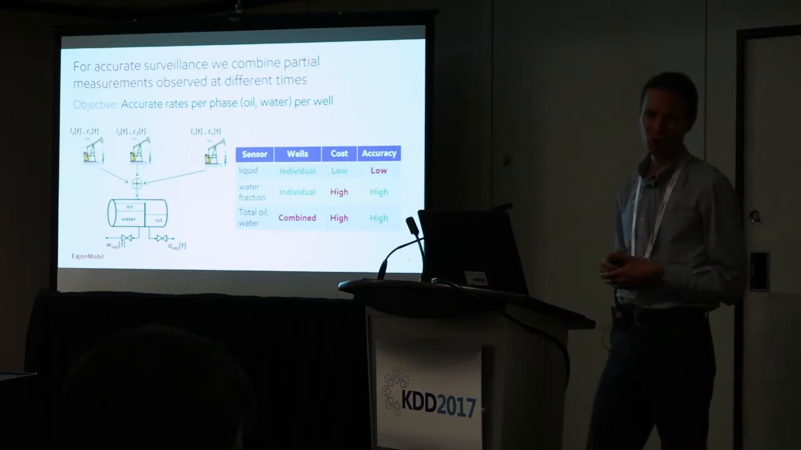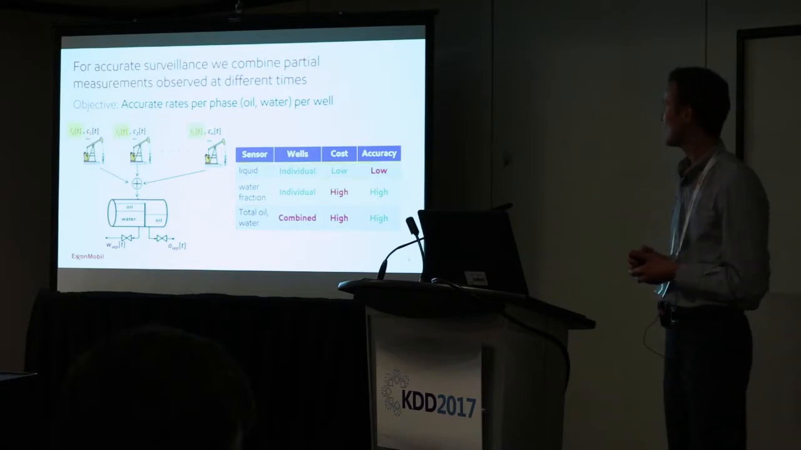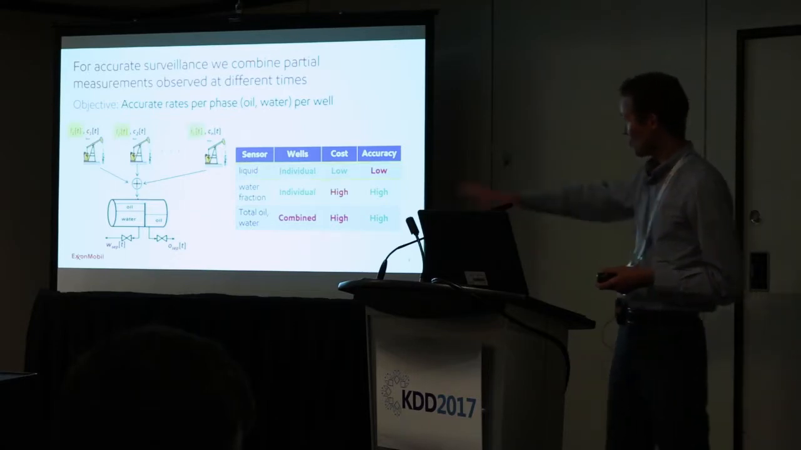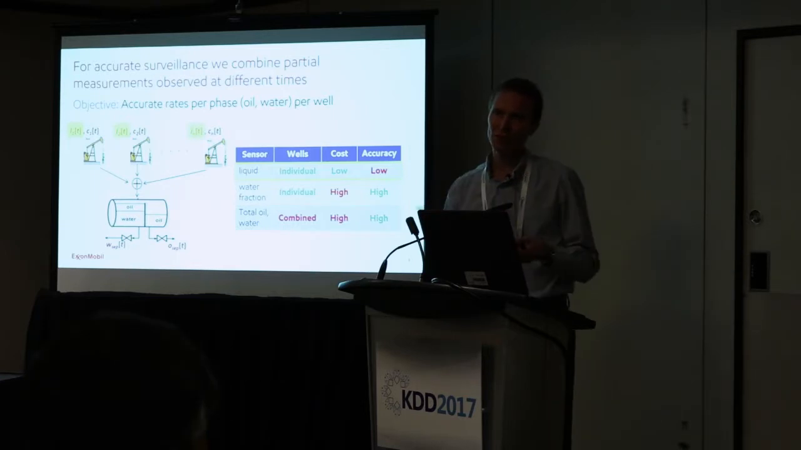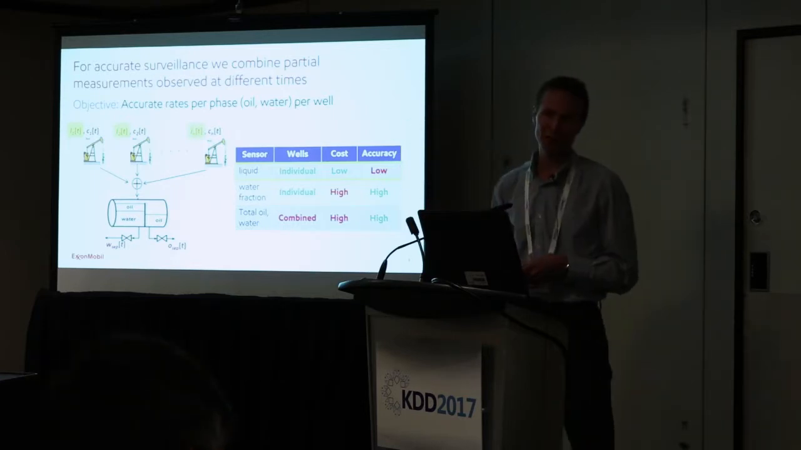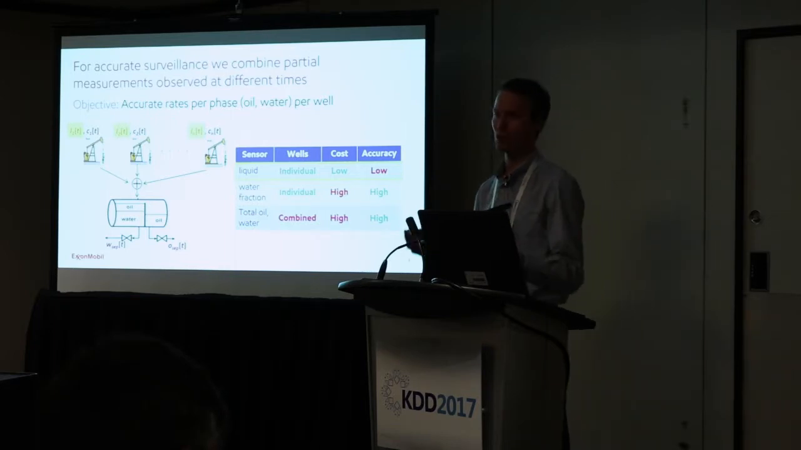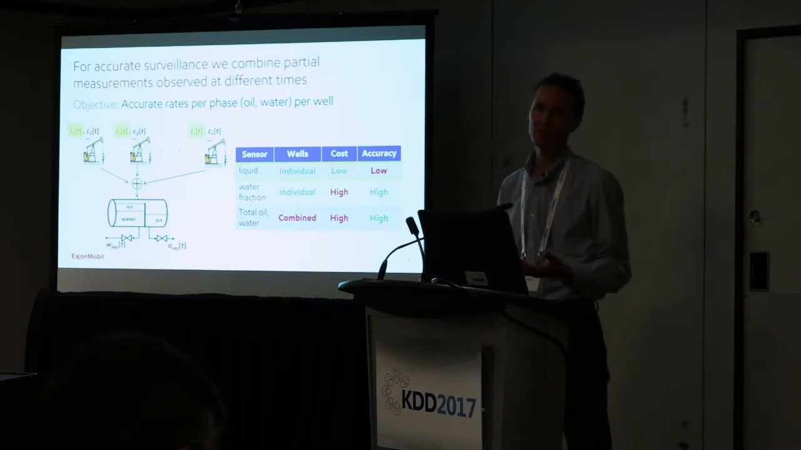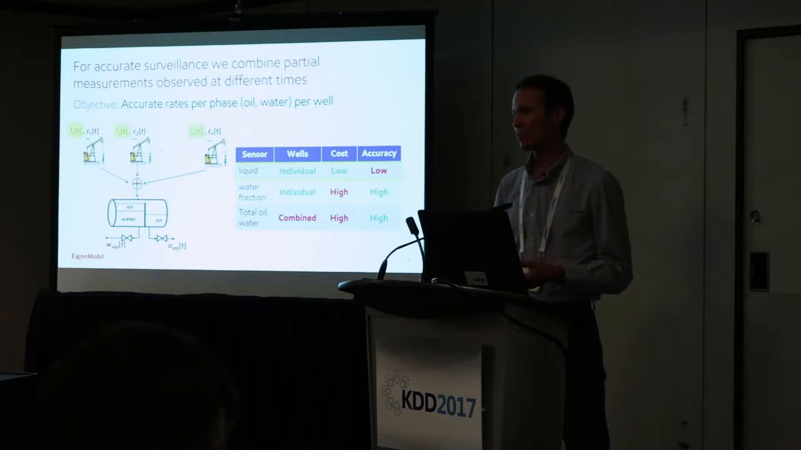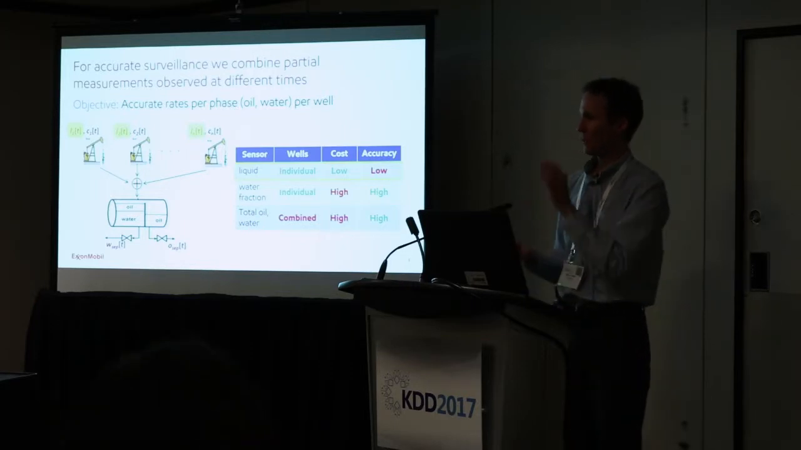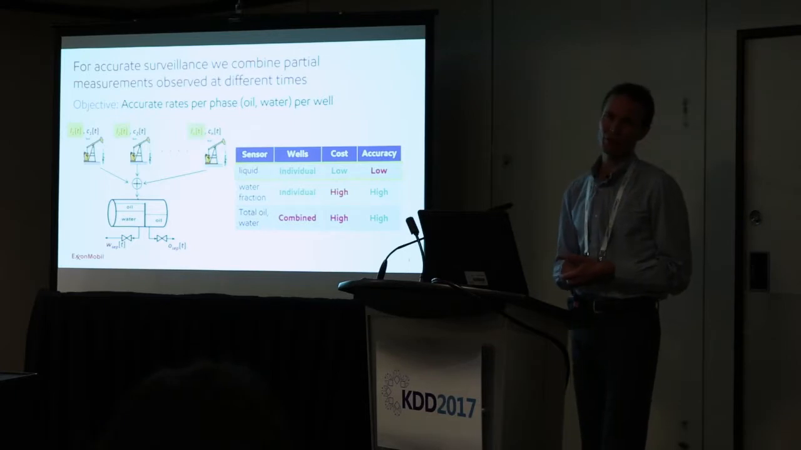So let me take you through a typical measurement setup that we have. On top here, you're seeing producing wells represented by the rod pumps. One of the things we can measure is the total liquid rate produced for each well. This is a relatively low-cost measurement, but it also has a high uncertainty to it. It's not a very accurate measurement.